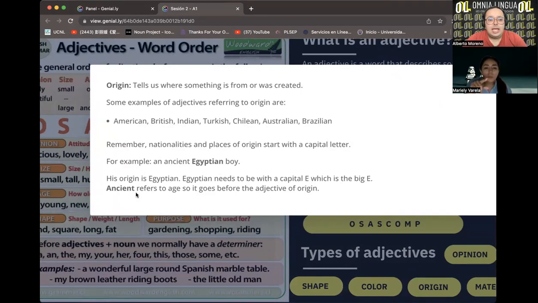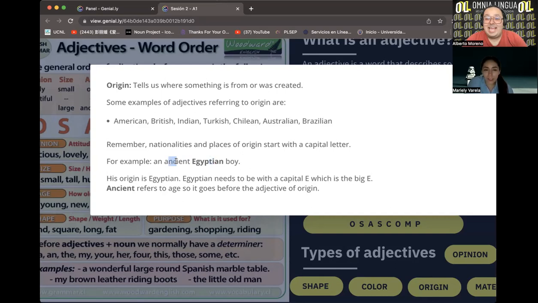An ancient Egyptian boy. Egyptian. Esta G se lee como y, y esta T se lee como ch. Egyptian. ¿Otra vez? An ancient Egyptian. An ancient Egyptian boy.